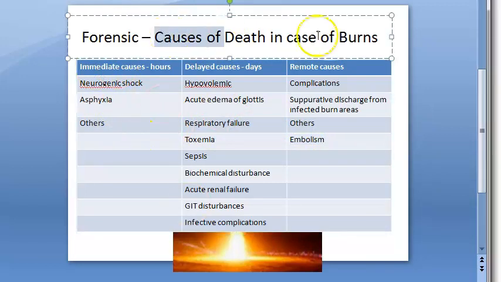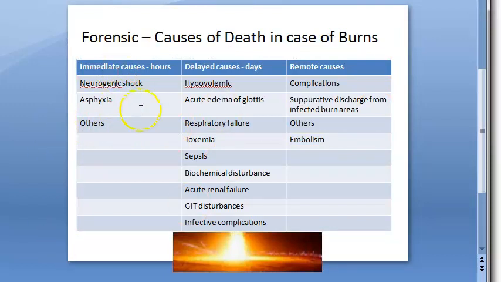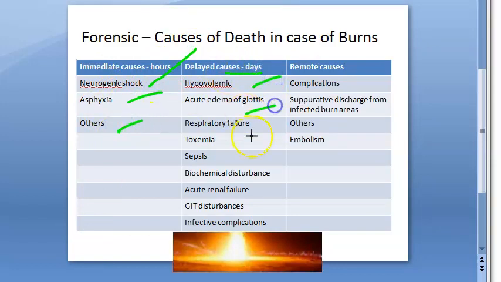Anyway, now we have looked at the causes of death in case of burns. It's an important question in forensic science. Immediate causes: neurogenic shock, asphyxia, others. Delayed causes: hypovolemic shock, acute edema of glottis, respiratory failure, toxemia, sepsis, biochemical disturbances like hypokalemia, acute renal failure, GIT disturbances, infective complications. Remote causes will be because of complications like anorexia, hematemesis, respiratory complications, melena, indigestion, suppurative discharge from burn areas, others like gangrene, tetanus, anemia, edema, embolism, fat embolism, pulmonary embolism.